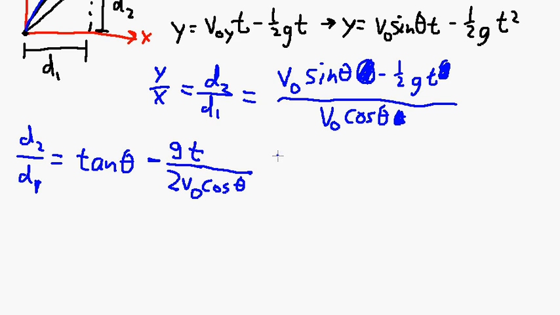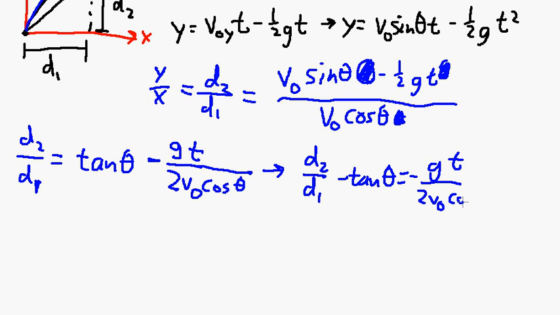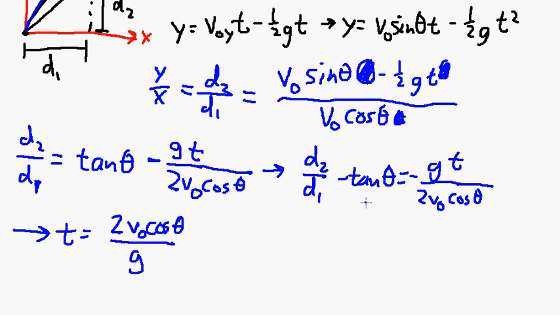So what we can do, oh boy, it's going to be fun. So then, let's see, we do d2 over d1 minus tan theta equals negative gt over 2 V naught cosine theta. Okay, so then t equals, wow, 2 V naught cos theta over g, and this was negative here, so I'm going to flip everything around here to make this work. So tan theta minus d2 over d1. Holy crap, wow.